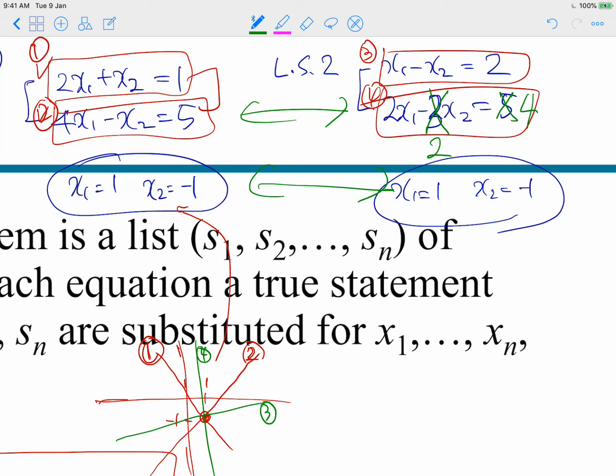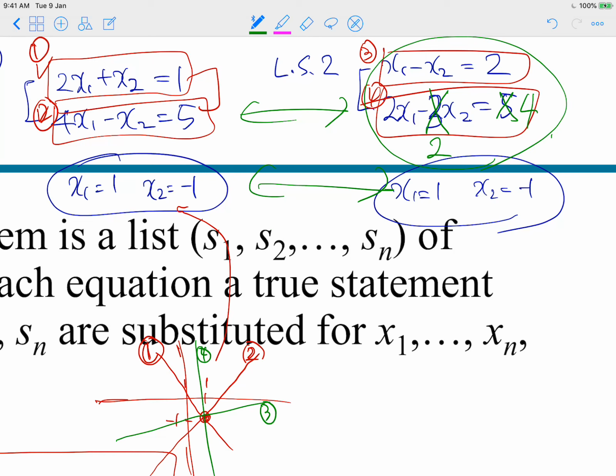So are these two linear systems equivalent? Yes, they are equivalent. They are not? Okay, you guys are smart. So what's the reason for not being equivalent between the two?